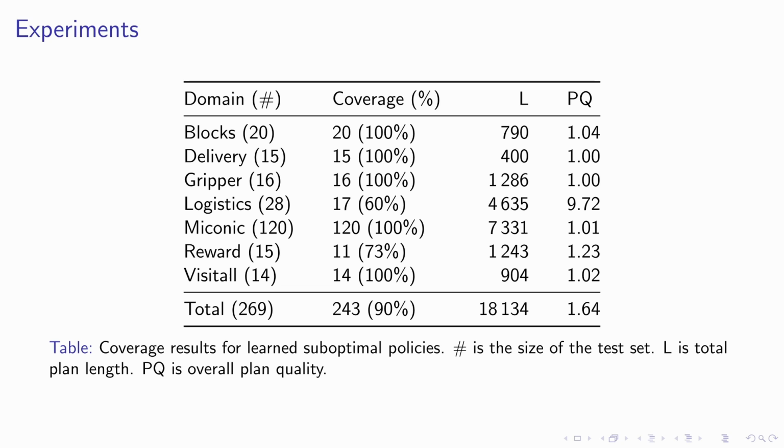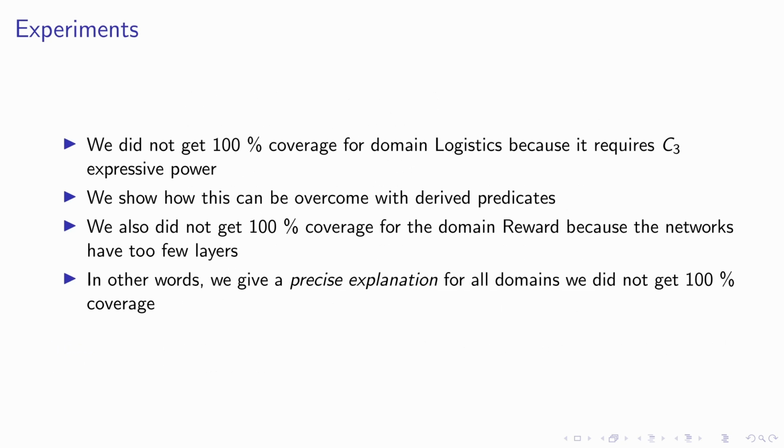We did not get 100% coverage in rovers because there exist paths longer than the number of layers in the network, and we can only compute paths of length up to the number of layers. So for this domain, for these test problems, the fix is quite trivial. We can simply increase the number of layers. Just to summarize, we did not get 100% coverage for logistics due to lack of expressive power, but derived predicates helped us overcome this. Also, rovers did not get 100% coverage due to too few layers.